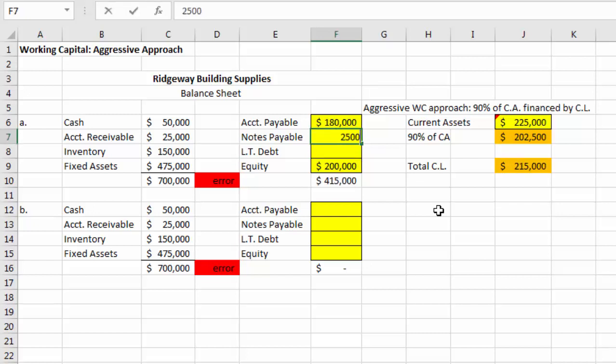Less than that, 25. Close. Take off another 22,500. There we go. Now they match. Okay, so we're good. So that's given that accounts payable amount, that's all we can have in notes payable. And then the remainder here has to be long-term debt.